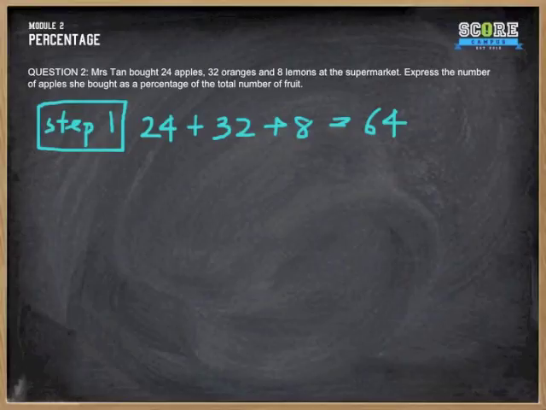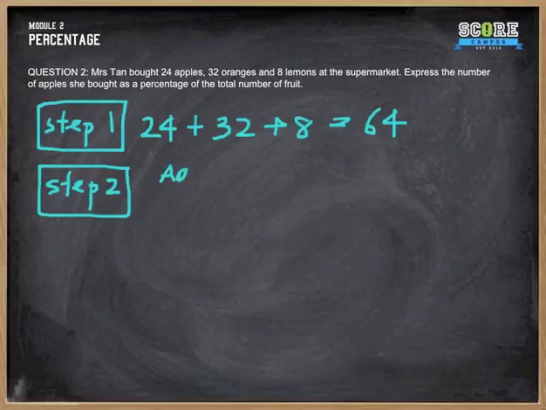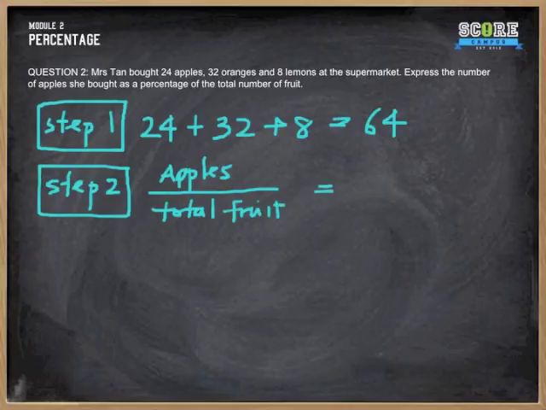Okay. Now we can write out the fraction as we did before. Alright, so step 2 is this. We write it as a fraction. That means apples as a fraction of the total number of fruit. Apples as a fraction of the total number of fruit, which is 24 over 64. 24 apples over total number of fruits is 64.